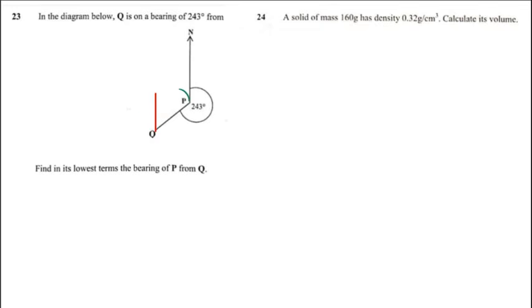So I was asked to find the bearing of P from Q. So I want to find the bearing from the lead line to the line from P there. Okay, so we're going to use this property. First, we'll start by finding the value of P, the angle P there.